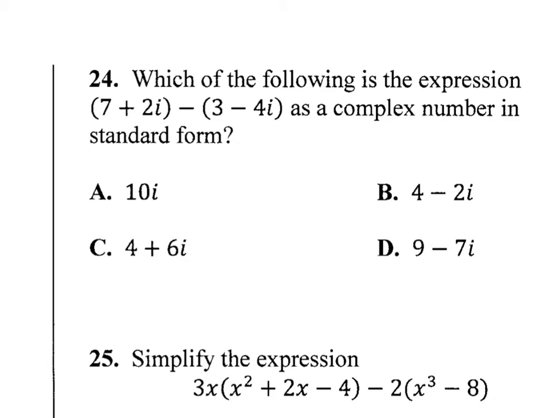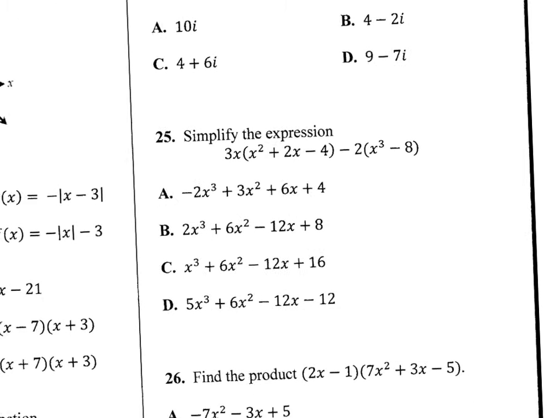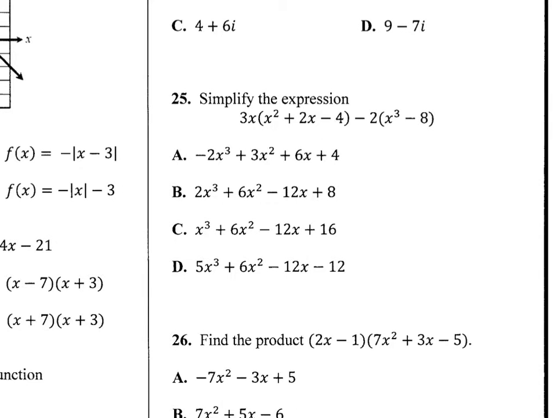On number 24, all we have to do is distribute this negative to everybody, so just change their signs and then combine like terms. Number 25, you just have to simplify. Again, make sure you distribute first and combine like terms.